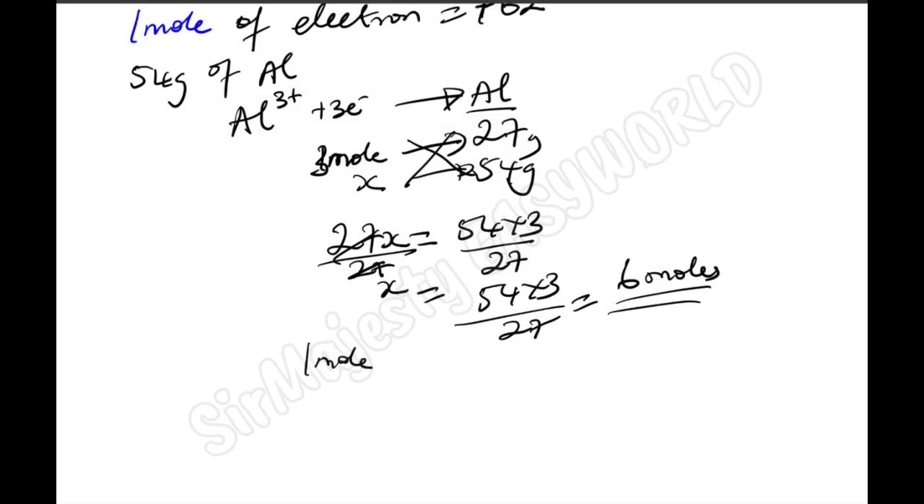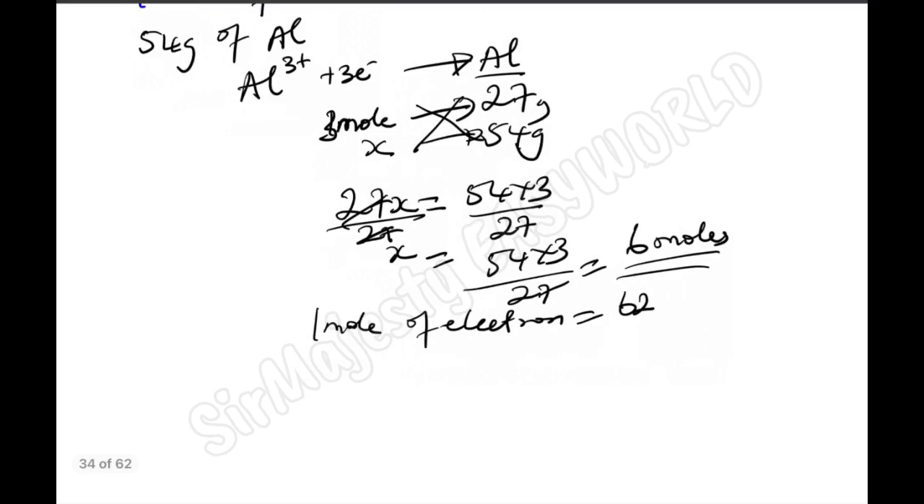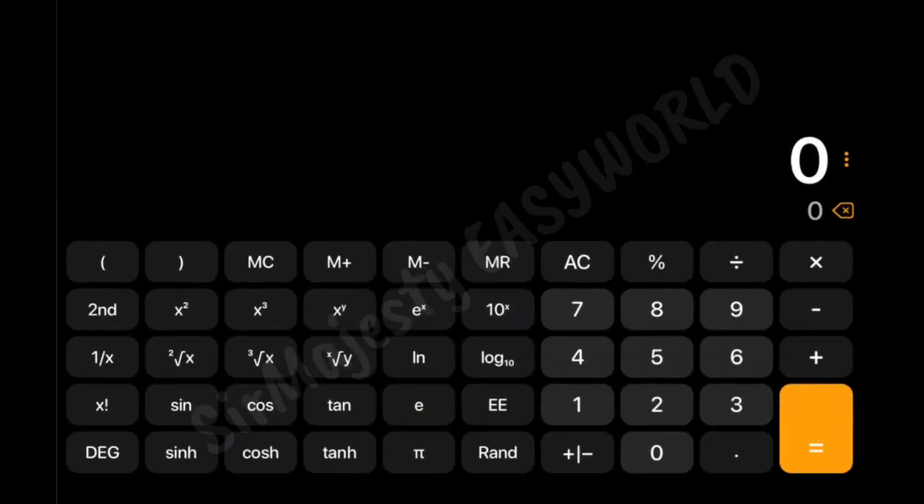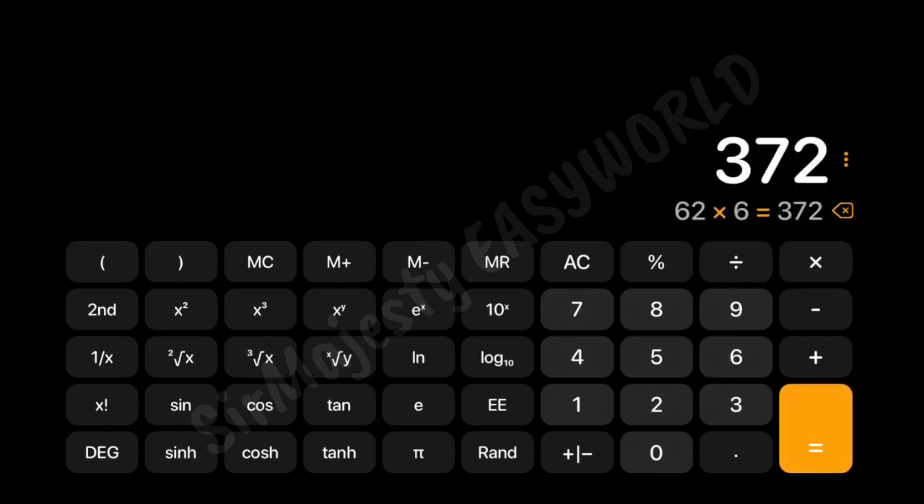and they have already told us that 1 mole of electron will cost $62. Therefore 6 moles of electron will cost x, which is automatically 62 times 6. From the calculator department, 62 times 6 is 372.